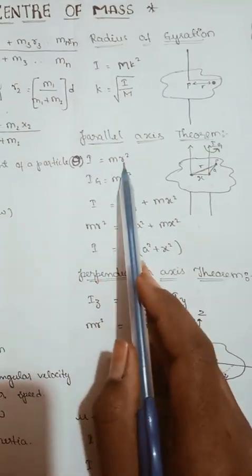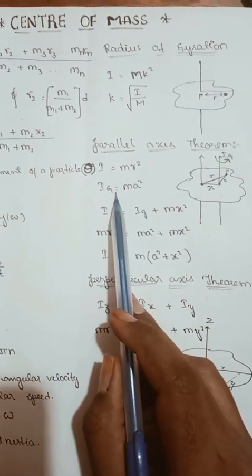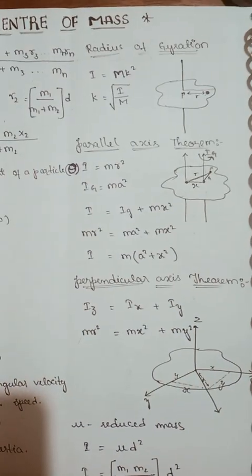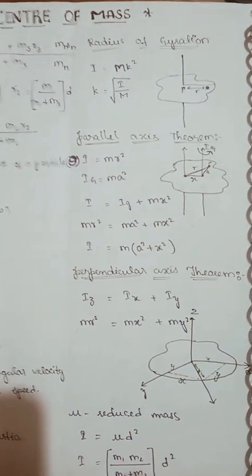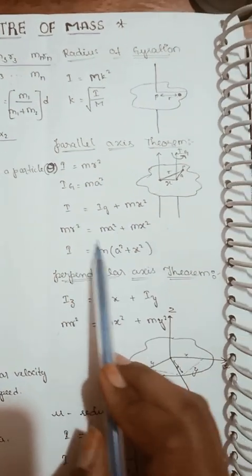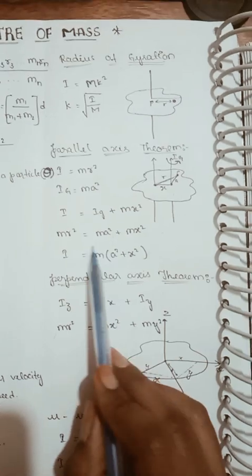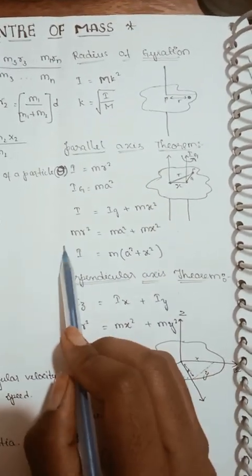So I is equal to m r square. This is the basic formula, and Ig is equal to m a square. So I is equal to Ig plus m x square, where I is equal to m r square, which is equal to m a square plus m x square. In this, m is common. You need to take m as common, giving m times the bracket (a square plus x square). So this is the main formula.